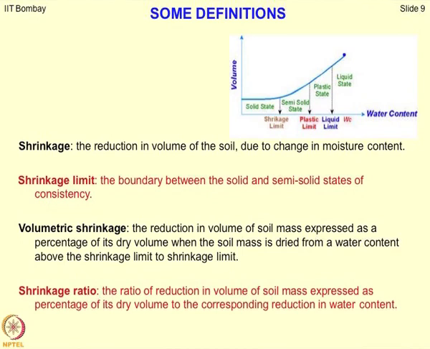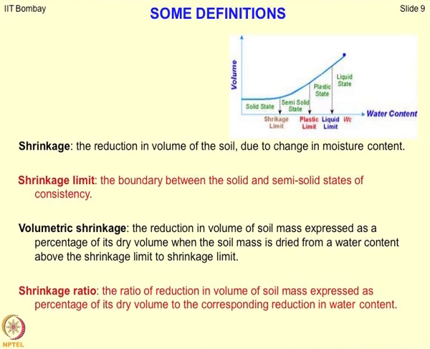Coming back to the issue, if you start from a slurry state of the material, which is nothing but liquid state, little bit loss in moisture, you transform to plastic state, to semi-solid state, semi-solid state to solid state. And then you define liquid limit, plastic limit and shrinkage limit. So, shrinkage is nothing but the reduction in volume of the soil due to change in moisture content. What is shrinkage limit? The boundary between the solid and semi-solid states of the consistency.